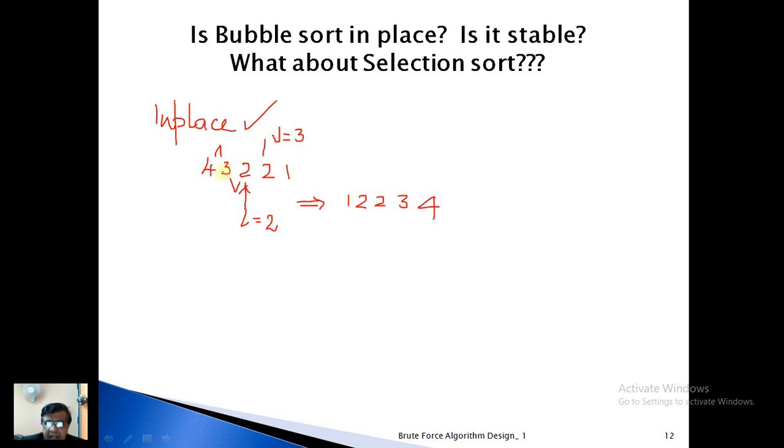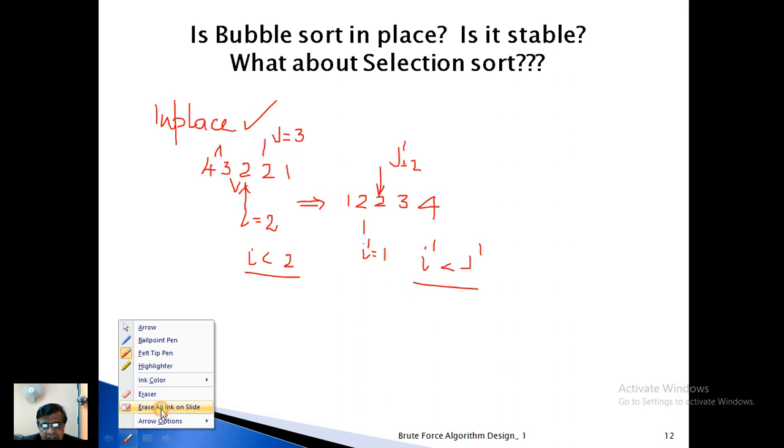Now in the sorted array, this 2 which came first in the succession as an input will have its place defined in a location I dash equal to 1, and this will have J dash defined in location 2. Here also I is less than J, and here also I dash is less than J dash. Therefore, the relative positions of equal valued elements remain the same even after sorting. Therefore, bubble sort is in place, and bubble sort is stable.